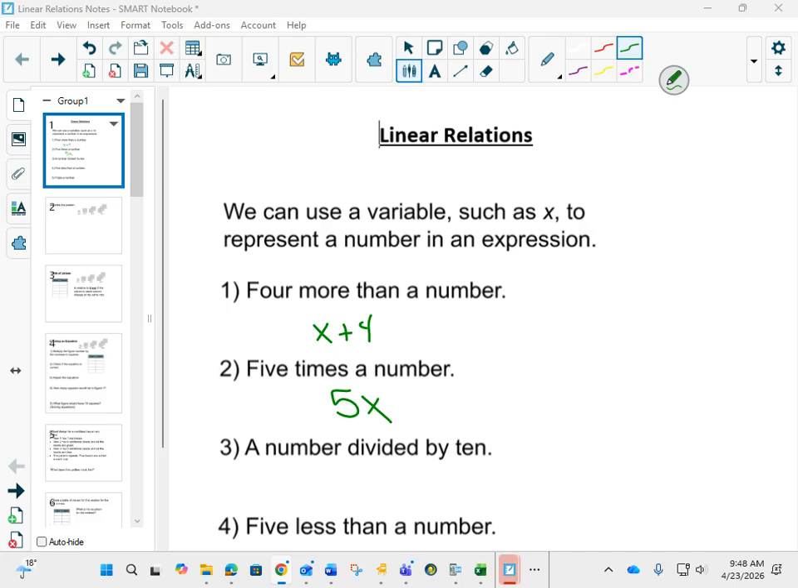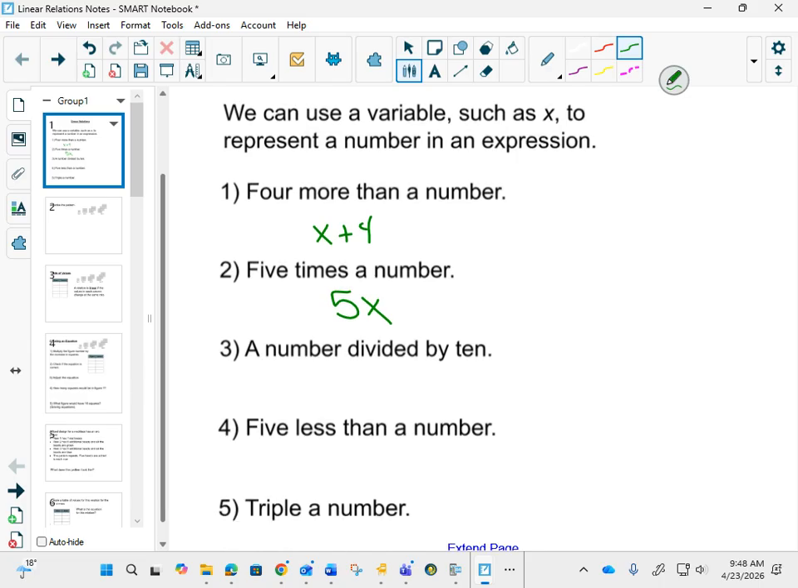How do you write a number divided by 10? How would you write 5 less than a number? How would you triple a number? So try to write these next ones on your own, and then I'll put them up in a second and see how you did.